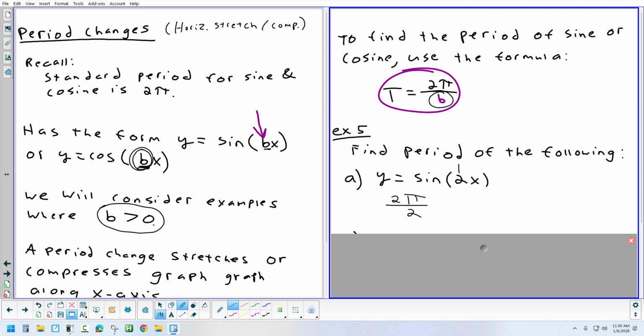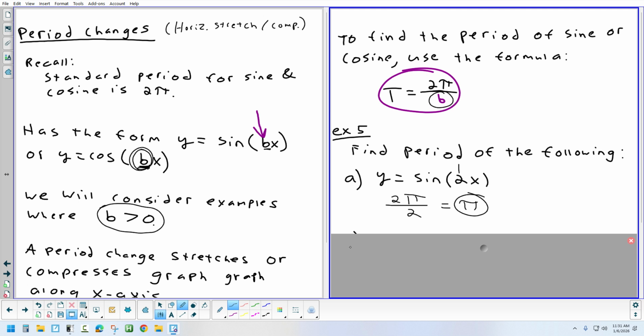Pi. That is the new length, pi. How does pi compare to 2 pi? Yeah, it's half of it. And that's exactly what putting a 2 here does. It stretches the graph by 1/2. So technically it compresses it by 2. And that's what the cycle did. It compressed, it got half as big.